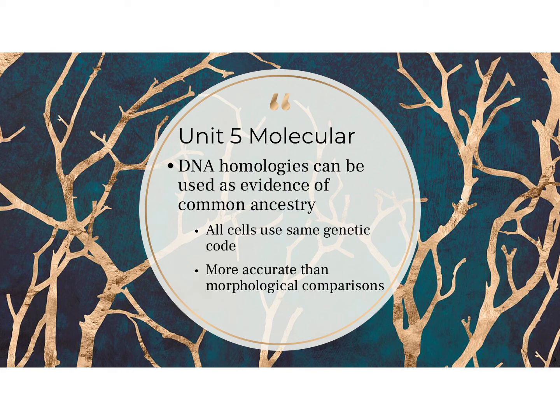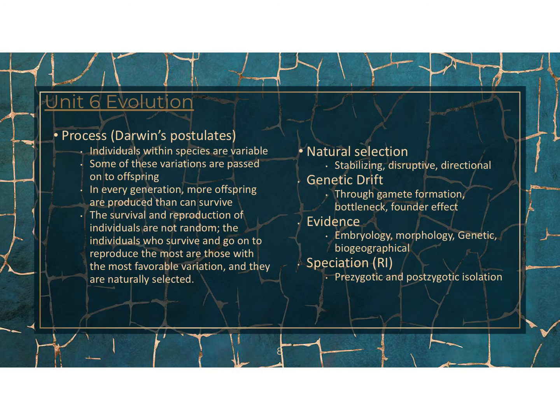It is worth noting also that molecular homologies, which is DNA similarities, are more accurate than morphological comparisons. So if we try to group organisms together by the fact that they have wings, that's not going to be as accurate as if we were to look at the genetic information of the organism and then group them together that way. So Unit 6 was the big one for evolution, and evolution is a process, and there are some assumptions that are made in these processes.